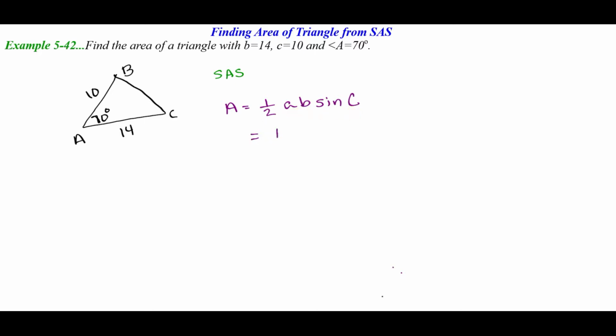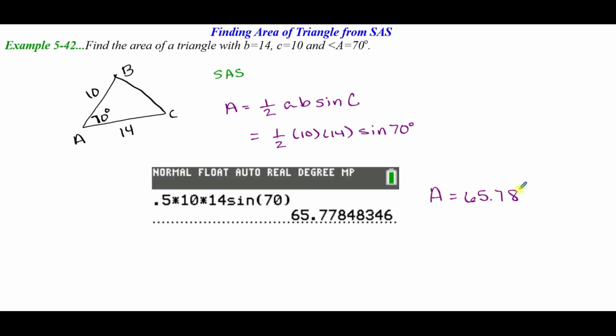So I'm just going to fill in the information I have. So my two sides are 10 and 14. Doesn't matter what order I put them in. And then we're going to do the sine of 70 degrees. So then putting that into your calculator, we're going to end up with an area of about 65.78. Remember to check your mode before you start typing that into your calculator.